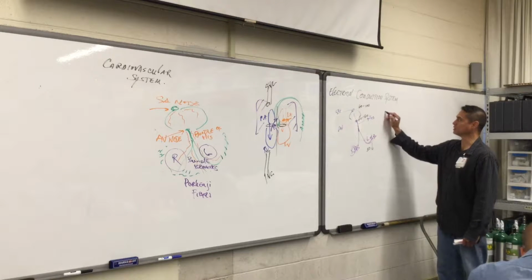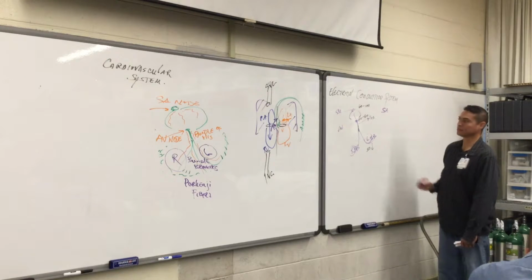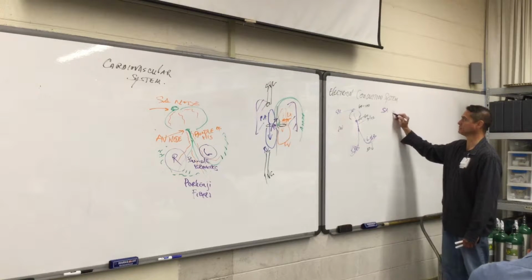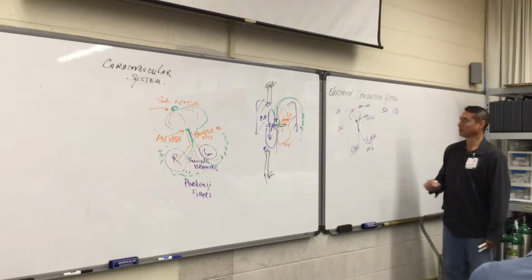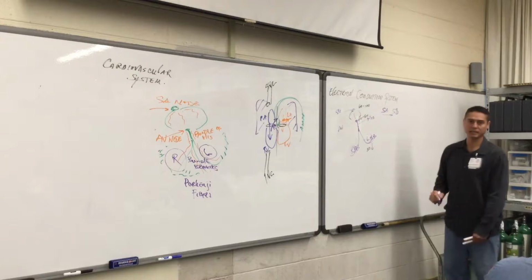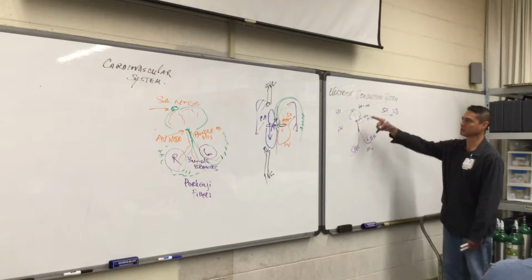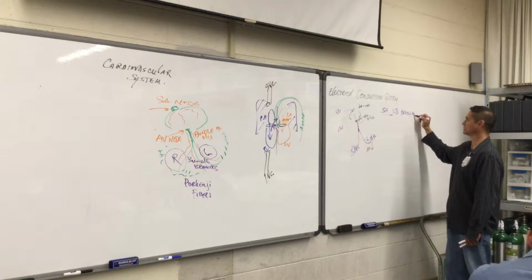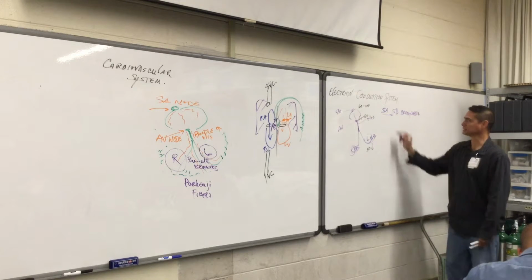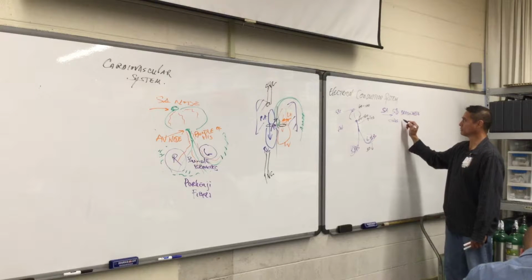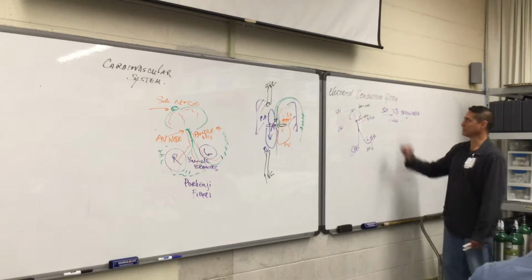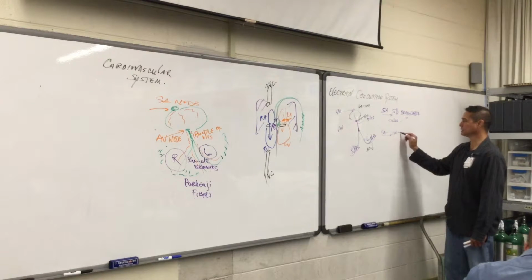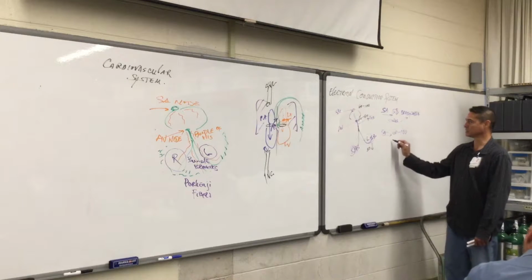Now we mentioned the SA node. SA node can fire much less than the 60 to 100. So if it beats less than 60, let's use the number 58. Heart rate being fired from the SA node at 58 is called a bradycardia. And because it's coming from the SA node, we call this a sinus bradycardia. If the SA node fires at a rate of 60 to 100, we call this just normal sinus rhythm.